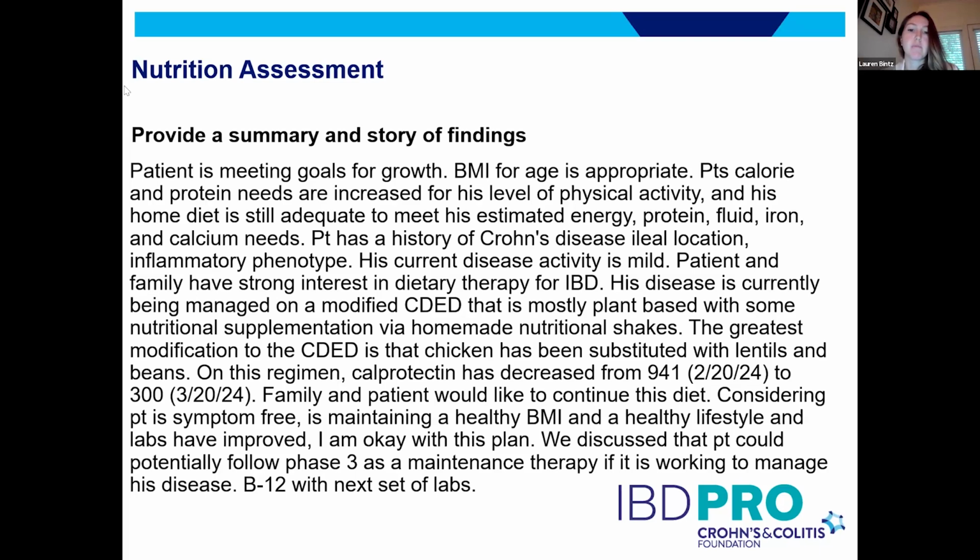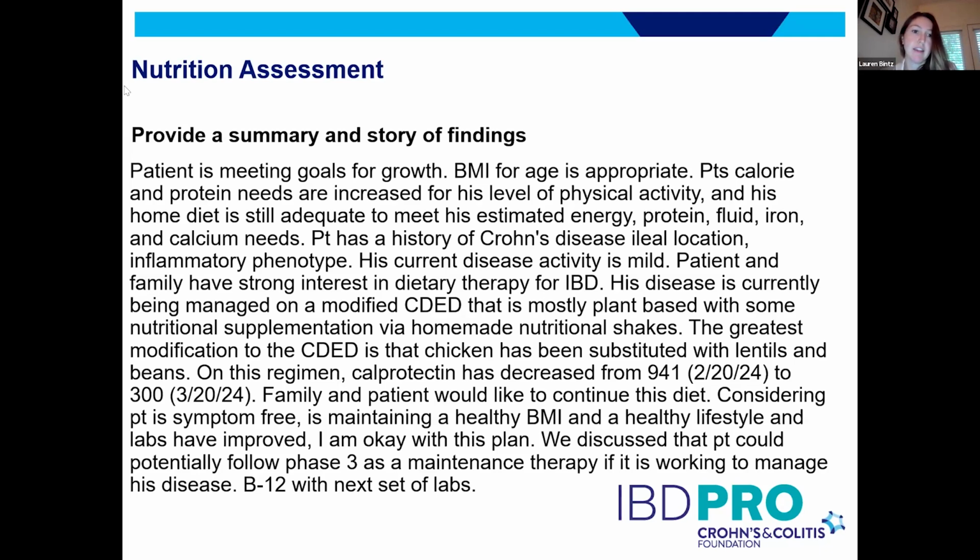And I think that's an important part of the assessment as well, because sometimes we'll see, especially in the pediatric world, that families would really like to push diet therapy and the kids are not always the most excited about that. In this case, the patient was very much on board and wanted to do this. And so I was also supportive and on board if that's what they wanted.